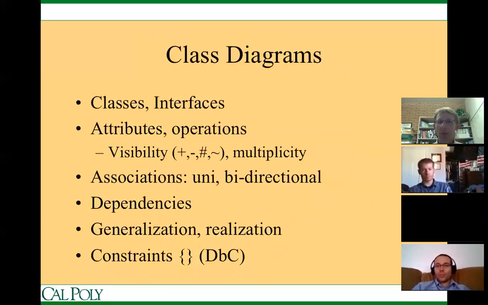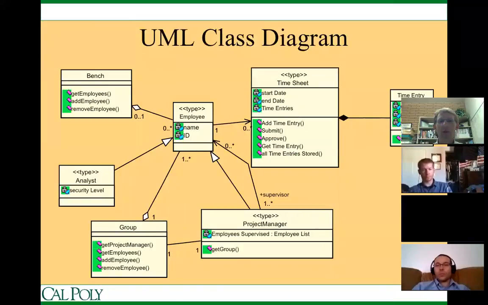So if I back up a little bit here, in my example here, the start date and the end date and the time entries, okay, these are all private. They would have a minus on them. So that's saying that the only functions that can change or touch, modify the start date are the functions in this class itself. The add time entry, the submit, the approve, the get time entry. So functions over here, like down in the group or in the get group or in the employee class, they cannot change the start date or the end date. They have to go through functions here in order to change them.